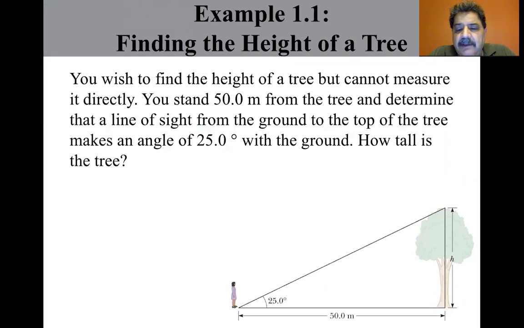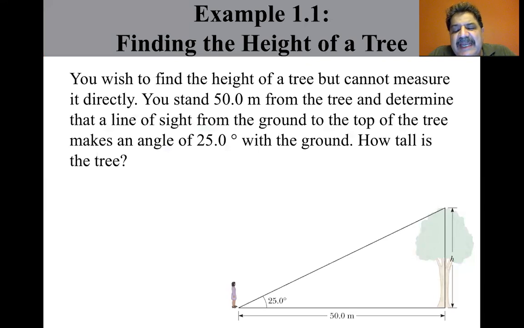Well, the figure shows the tree and a right triangle corresponding to the information in the problem superimposed over it. We assume that the tree is exactly perpendicular to perfectly flat ground, not an assumption we can always make. In the triangle, we know the length of the horizontal leg and the angle between the hypotenuse and the horizontal leg. We can find the height of the tree by calculating the length of the vertical leg.